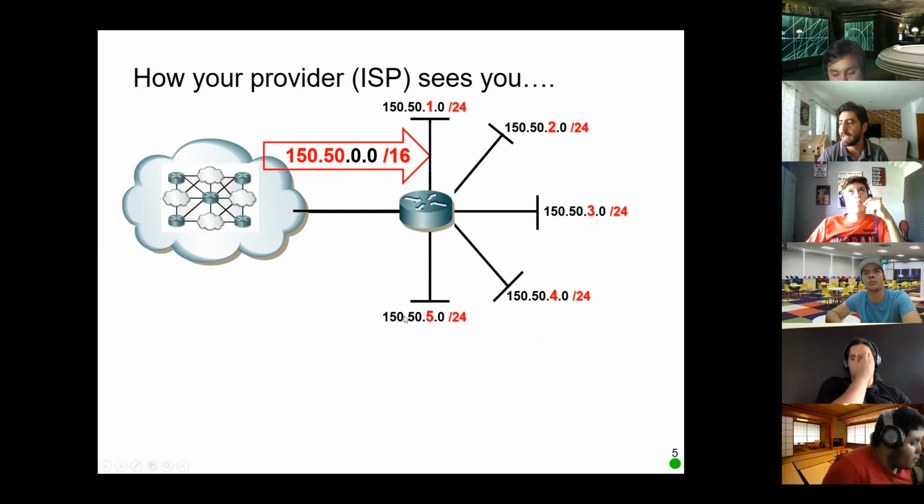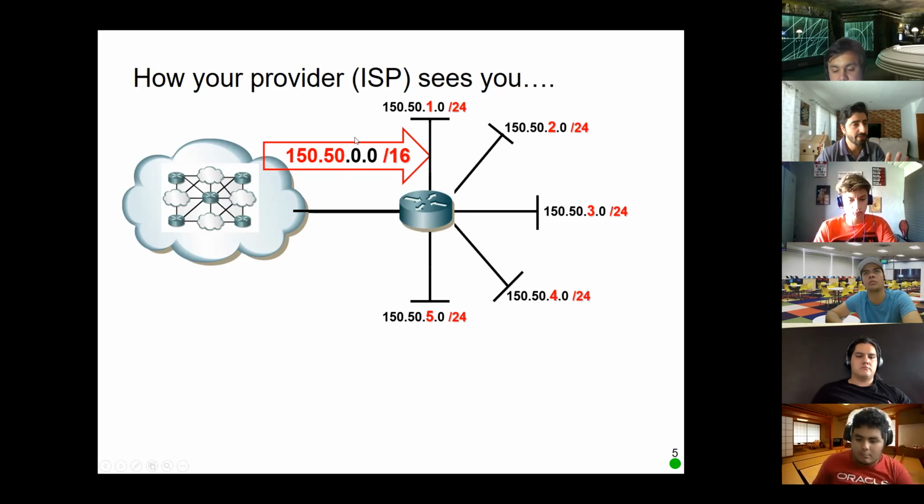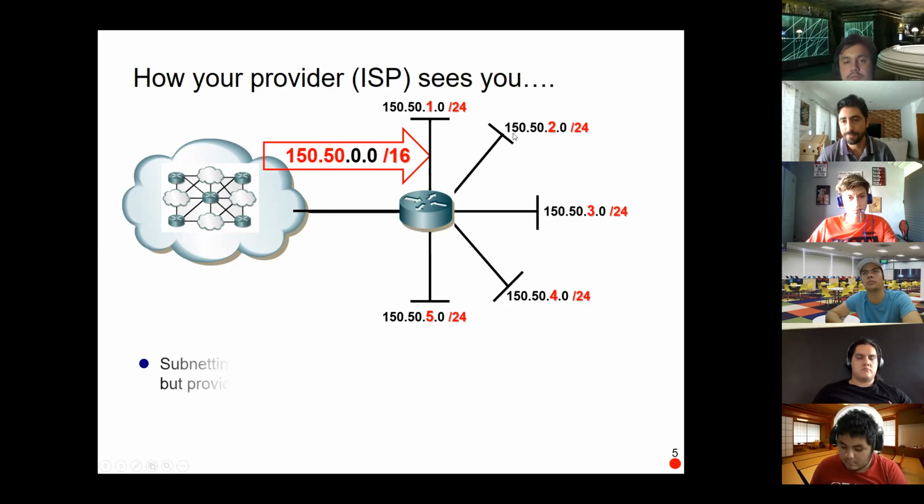So here, for example, we have 5 different subnetworks, right? And each subnetwork has a network prefix of 24. We talked about it, but don't get confused again. I'm going to talk about all of them again with examples, so hopefully it becomes more clear.